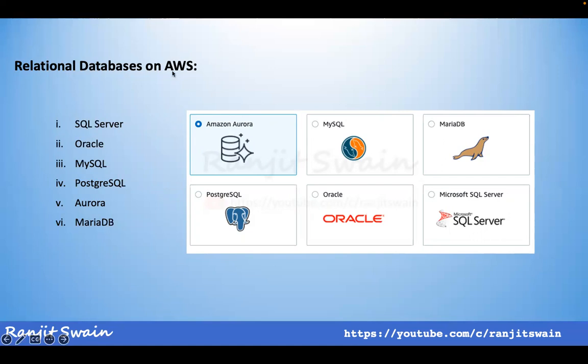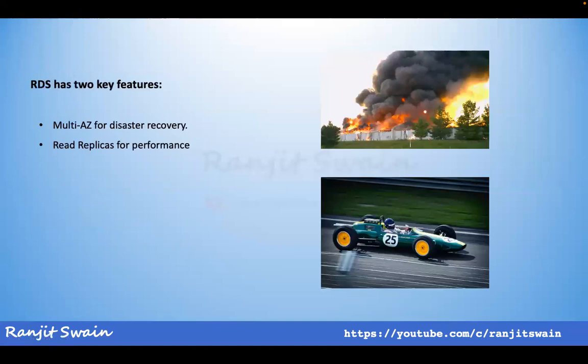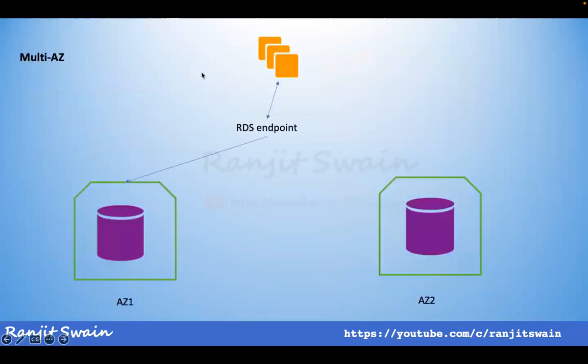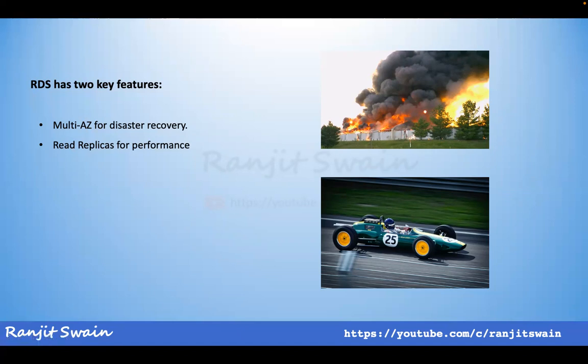Next, it has two key features, which is most important, guys, to understand. One is multi-AZ for disaster recovery. What is this multi-AZ? This is multiple availability zone, for disaster recovery, and the other is read replica for performance. Let's understand in more detail about this multi-AZ and disaster recovery.